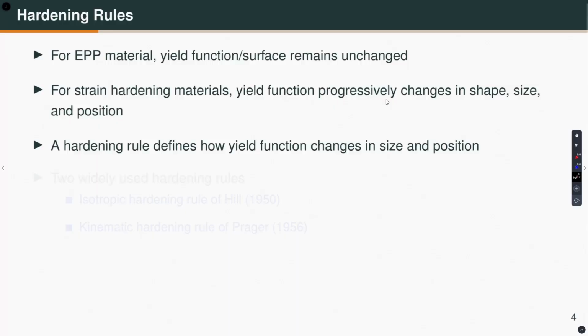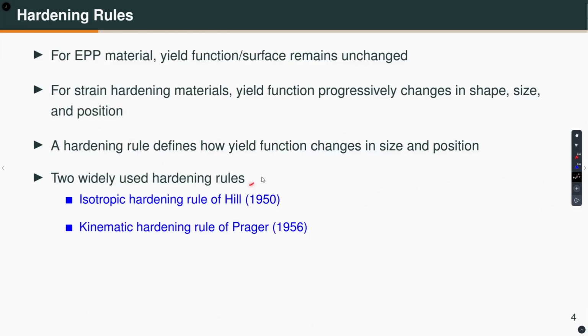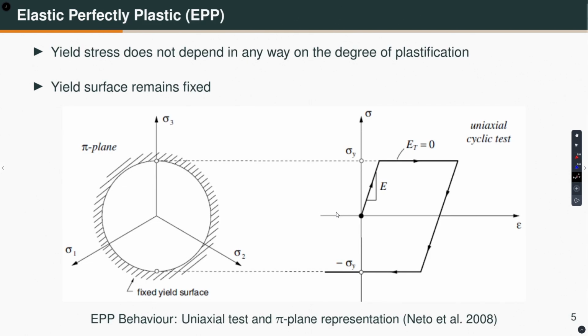So, a hardening rule defines how the yield function changes in size and position. Shape is a complicated thing, we are not getting into that. Typically, we will talk about the changes in size and position. There are two widely used hardening rules. One is called the isotropic hardening rule of Hill, which was developed in 1950, and the kinematic hardening rule of Prager, which was developed in 1956. So, what is the idea?